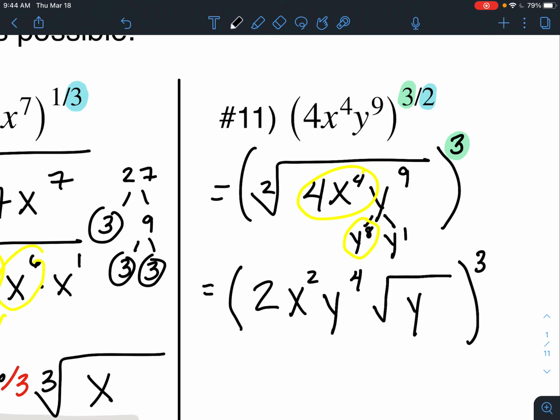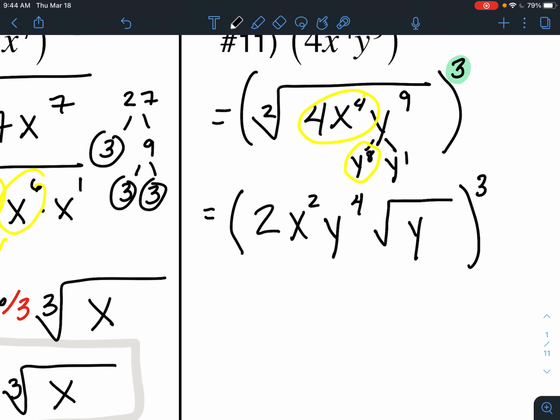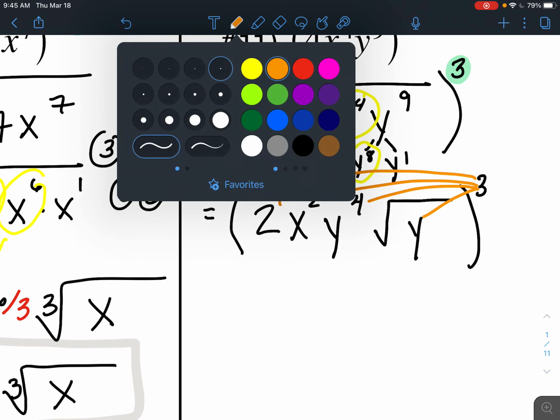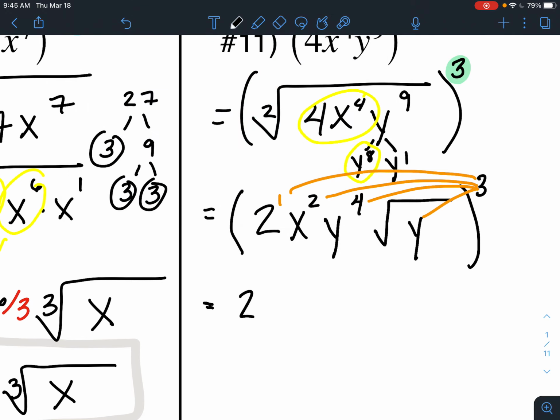And then we're going to cube that. So I'm going to cube everything. This 3 power is going to the 2 to the 1st, so it's going to everything on the inside. So we're going to get 2 cubed, x to the 6th. We're going to multiply those exponents, y to the 12th, and then the square root of y cubed.